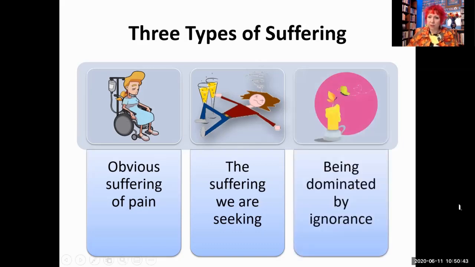And then there's another level, a third level of the kind of the internal driver of all of this, which is the suffering of being dominated by ignorance.